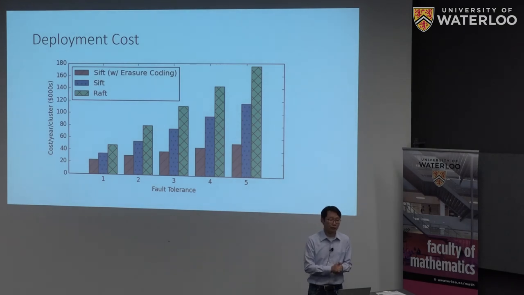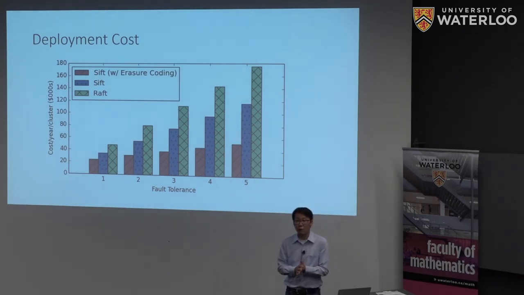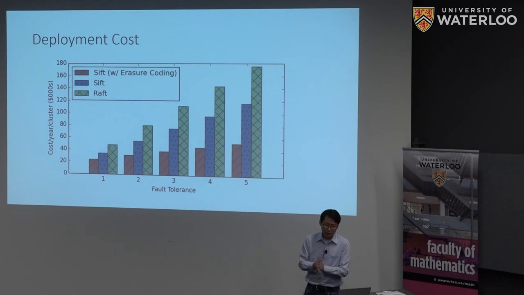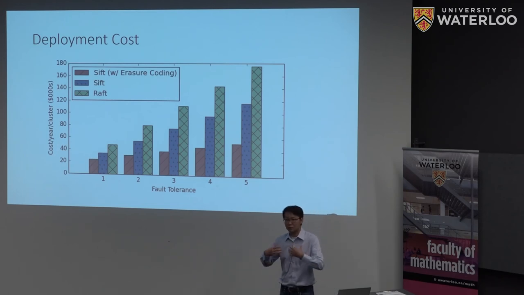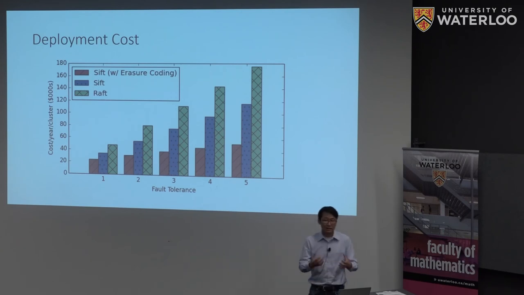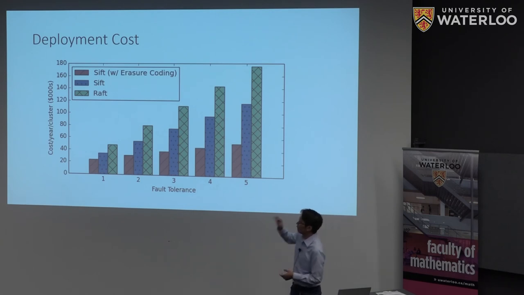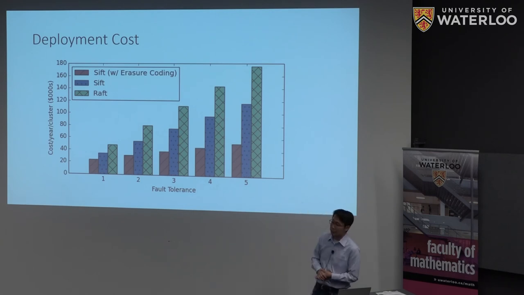Again, we've implemented SIFT. We've deployed it in different places. We've done a number of different performance measurements. But the performance numbers aren't really all that interesting because we're not aiming to provide a faster or more scalable consensus protocol. Instead, we're mainly concerned about the costs of deploying the system. But we compared the deployment costs of SIFT with Raft, as well as SIFT with erasure coding.